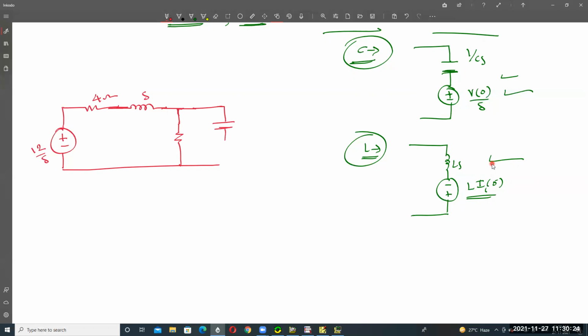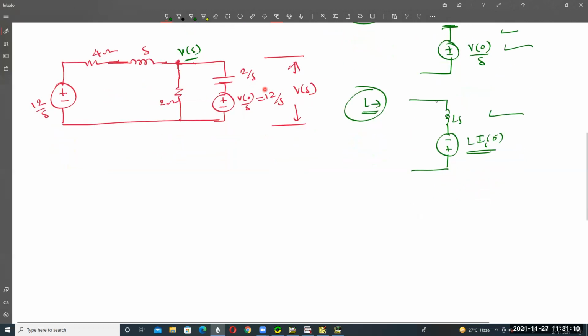Then this is called capacitor. So capacitor can be represented like this. How much here? V of 0 divided by S, that means 12 divided by S. Here 1 by CS. C is equal to 1 by 2 farads, 0.5 farads. That's why 2 by S. So how much resistance is this? 2 ohms. Okay. We have to find the voltage across the capacitor, which is V of S. Like this. These two are connected in parallel. That's why this is called V of S.